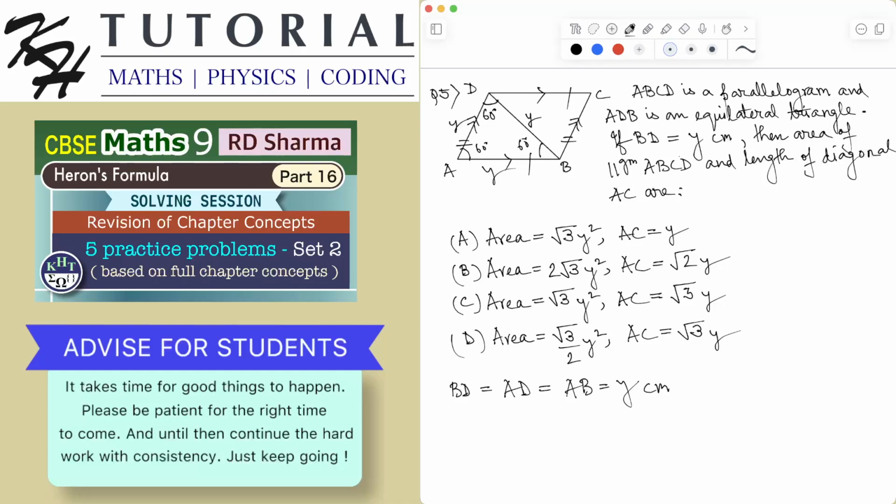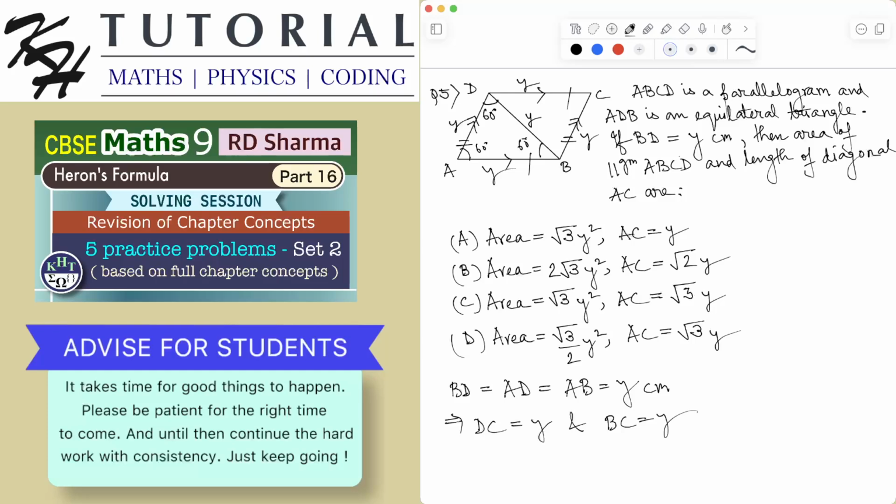This will mean that DC is also y. So this will imply that DC is also equal to y and BC is equal to y. So we clearly see that the length of all the sides of the parallelogram are equal, and the length is y centimeter. So clearly we can see that ABCD is a rhombus. If in a parallelogram all the sides are equal, then it must be a rhombus.